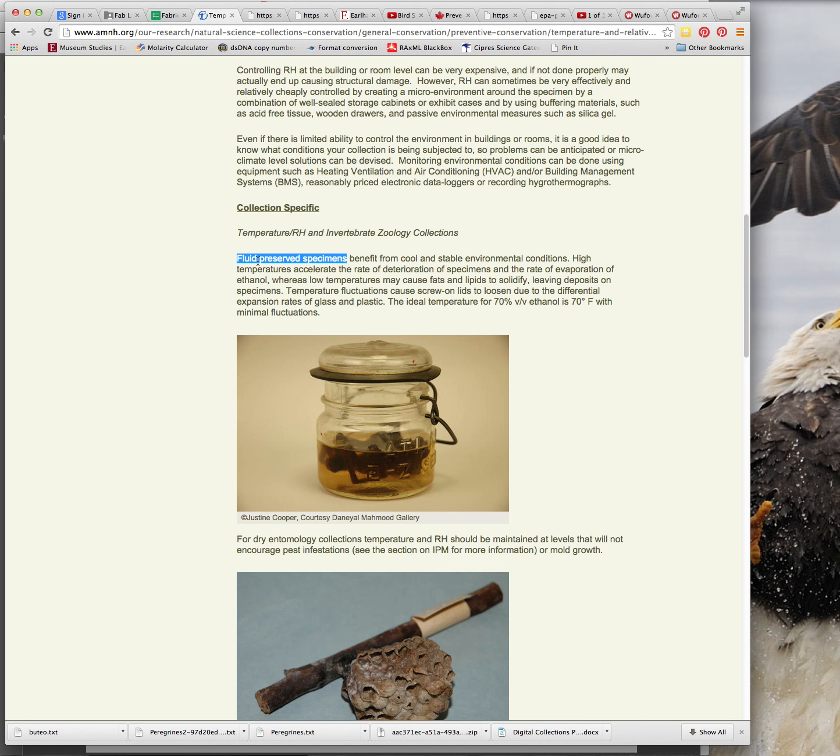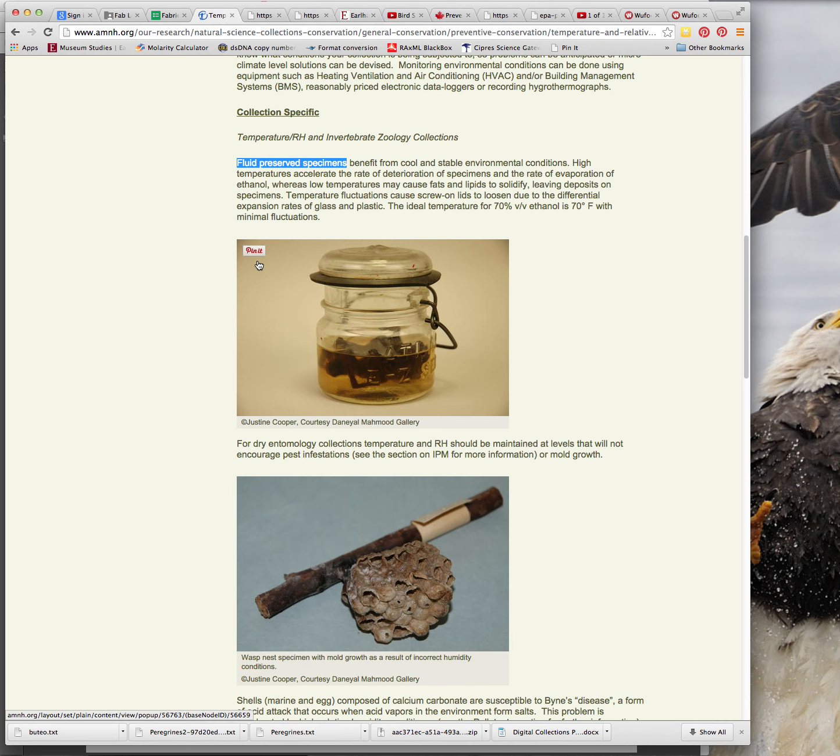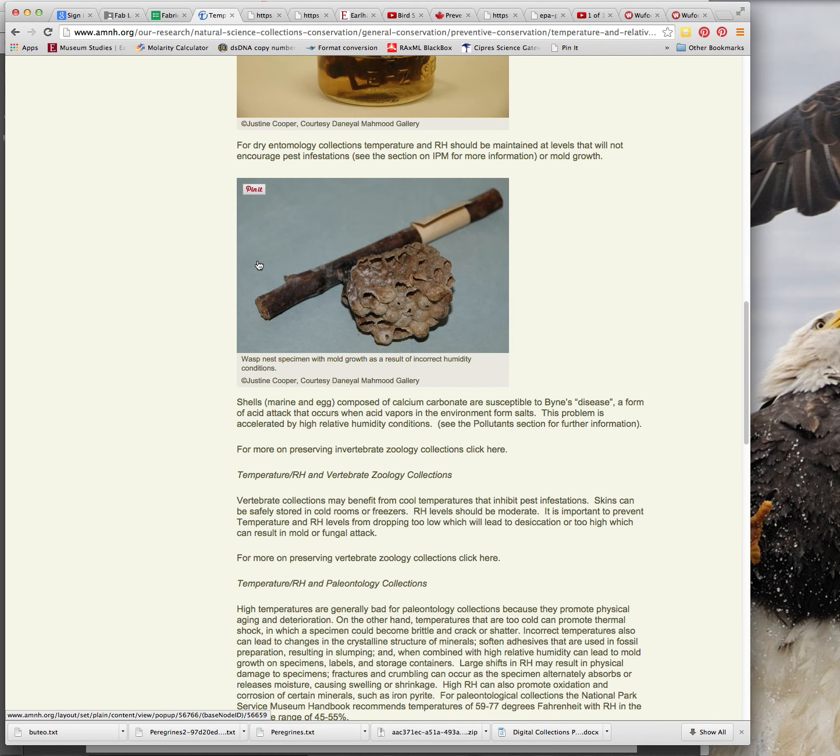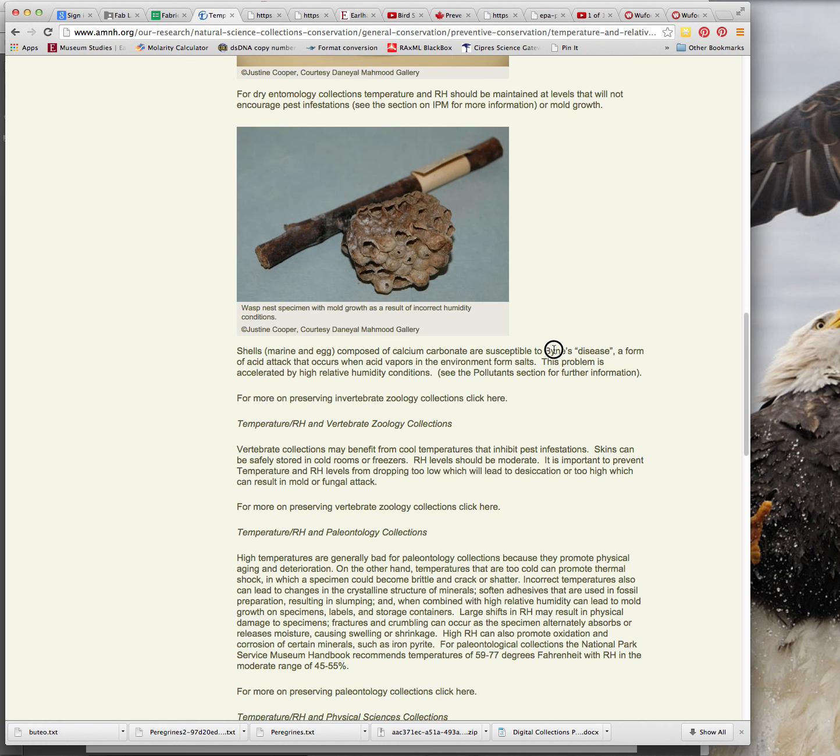So here they talk about high and low temperature fluctuations. How does that affect fluid specimens? What's an ideal temperature for fluid specimens? Okay, they're going to talk about something called Bind's disease, and I want you to know this. This is an important thing to know. What kind of specimens are affected by it, what kinds of conditions promote it, and what exactly is Bind's disease?